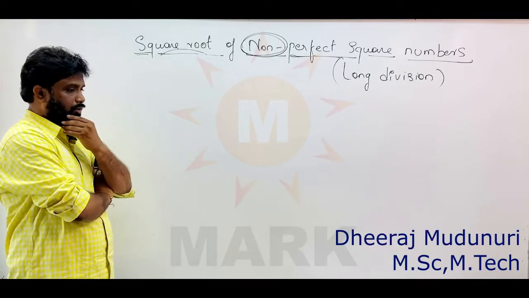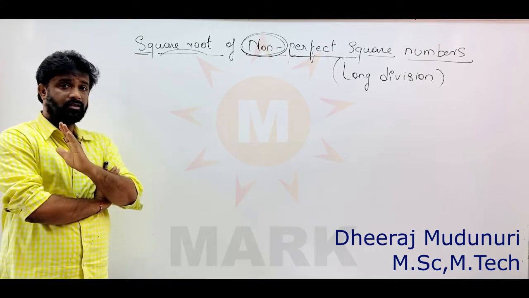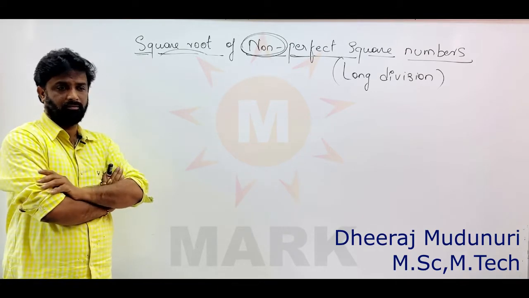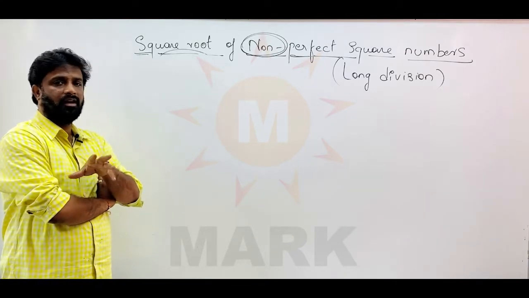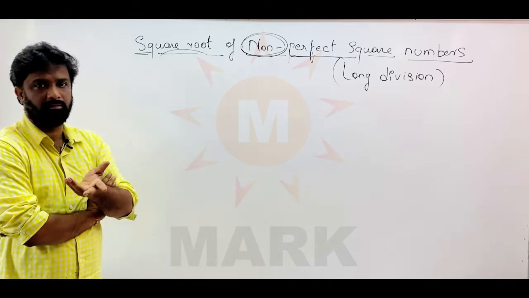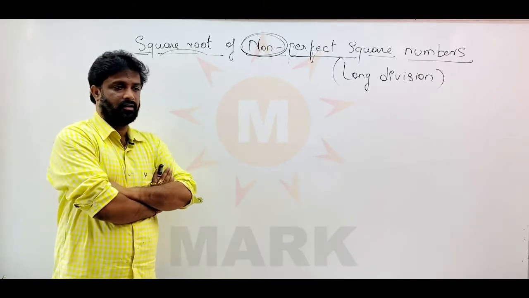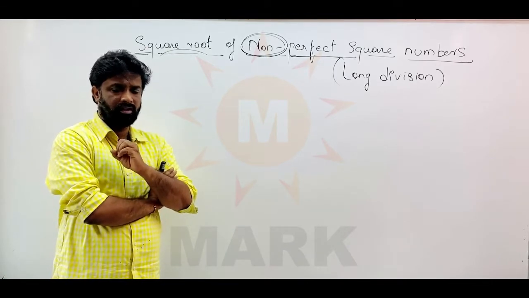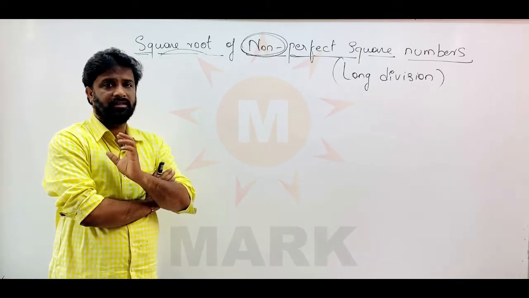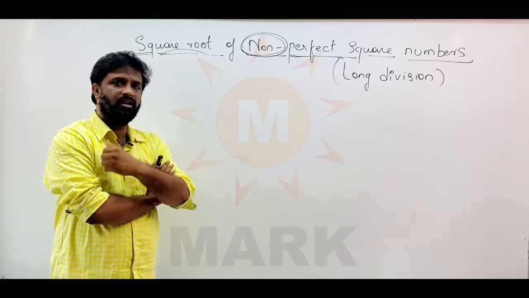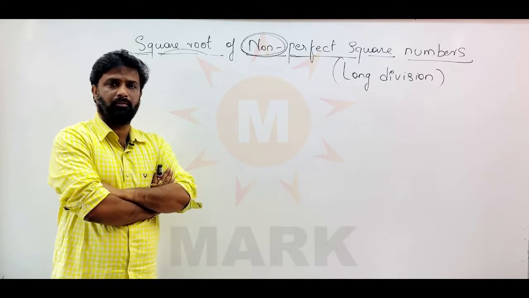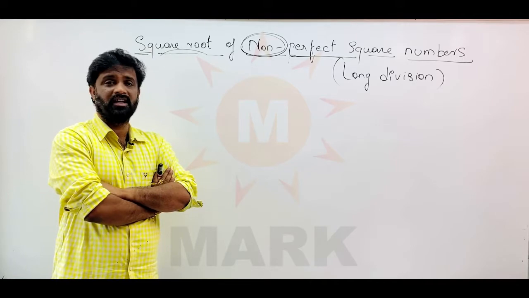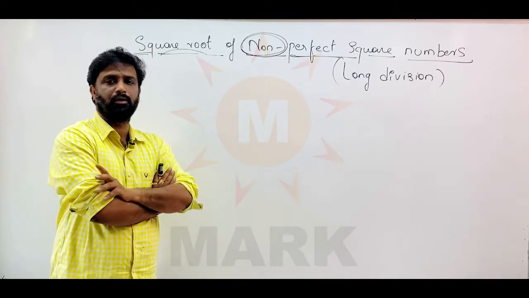Friends, now we are going to find how to find the square root of non-perfect square numbers. Till now, we learned how to find the square root of perfect square numbers by using three methods. First one is the prime factorization method, the very basic method that everyone should know. Next one is the standard method that we have learned at school level to find the square root of a perfect square number. That is nothing but the division method, the long division method, as some people call it.